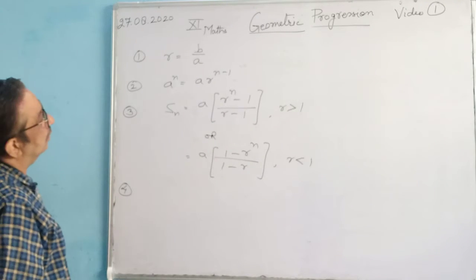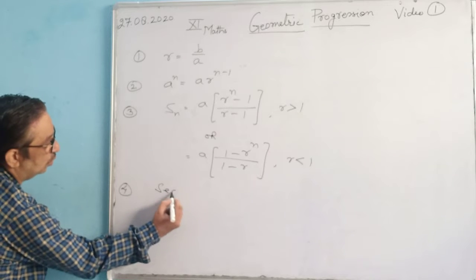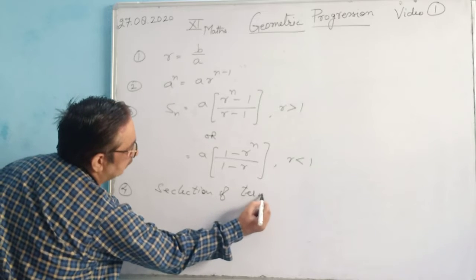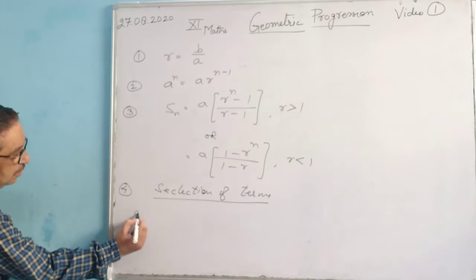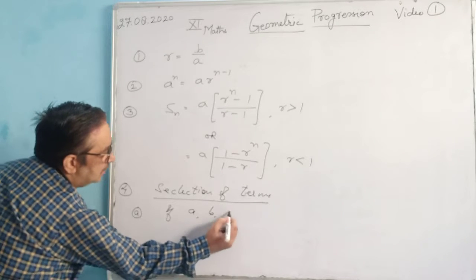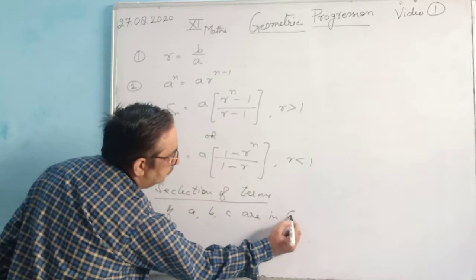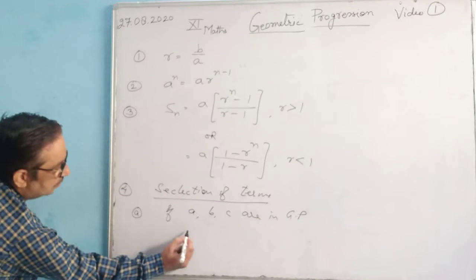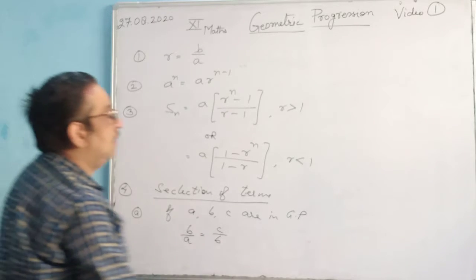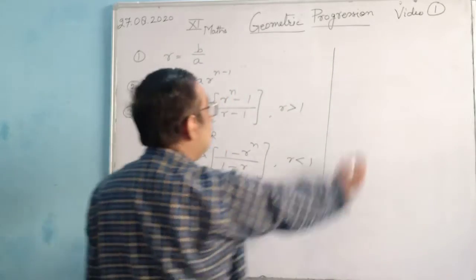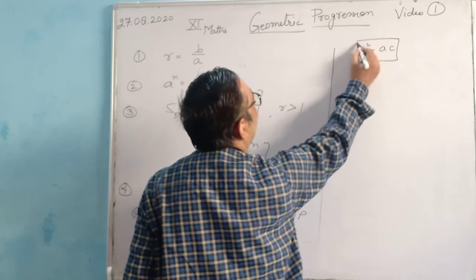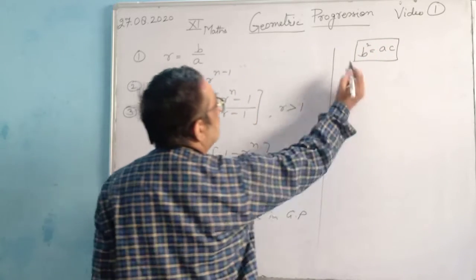Okay. Now, selection of terms in case of GP. First, if a, b, c are in GP, that means b upon a equals c upon b. This is the point. If you use cross multiplication, b squared equals ac. Next case.